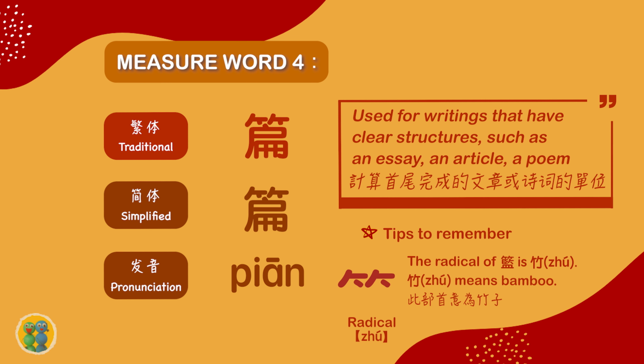The fourth measure word is 篇. 篇 is used for writings that have clear structures, such as an essay, an article, a poem, and tips to remember. You can see the upper part of this character is the radical of 篇. The radical of 篇 is 竹. 竹 means bamboo. In the old times, people used to write articles on bamboo strips, so you can remember this way.